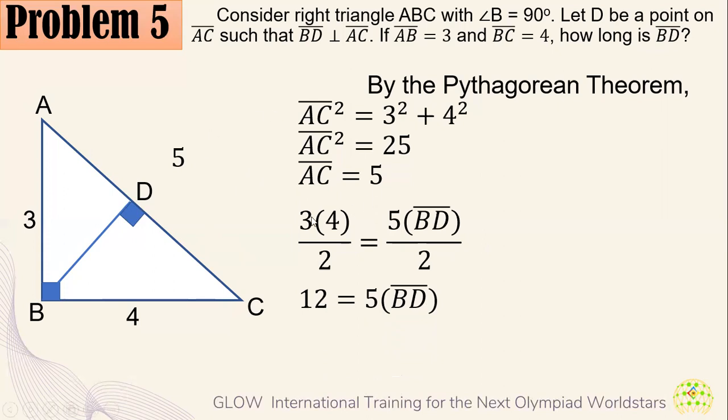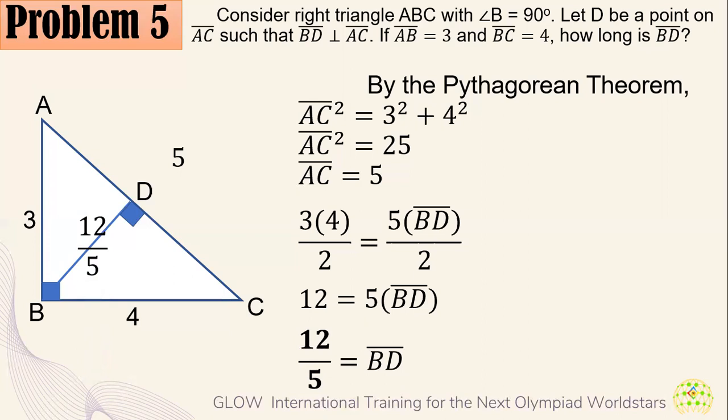And to clear off fractions, 3 times 4 is 12. 5 times BD is 5 times BD. And since we are solving only for the length of BD, we will divide both sides by 5. Hence, we have 12/5 equals the length of BD. So this has to be 12/5. I hope you got it correctly as well. And if you did, congratulations.